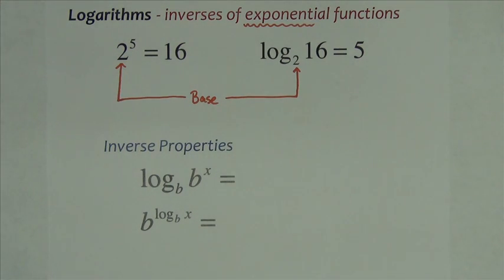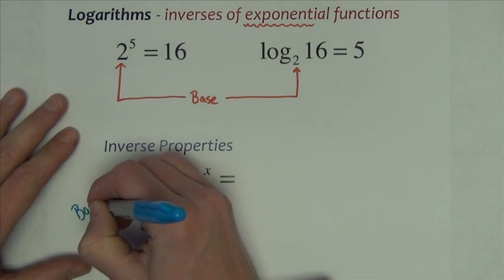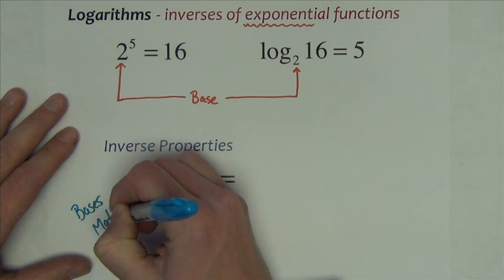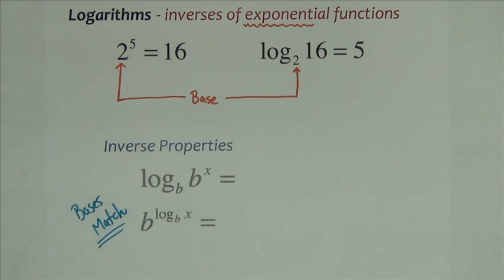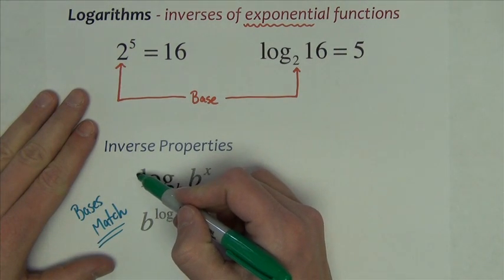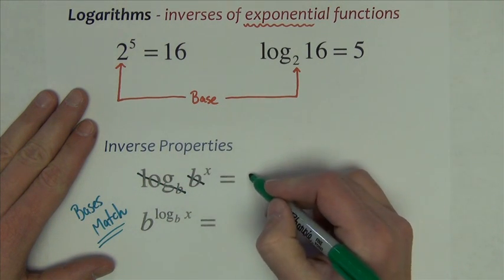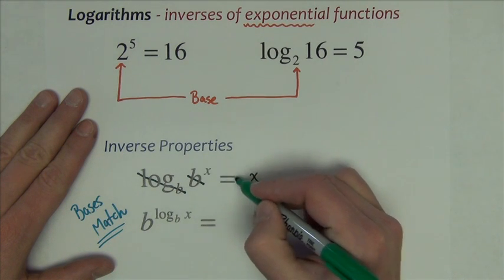Now, because we define logarithms and exponential functions to be inverses, there are some inverse properties of logarithms. These inverse properties require, however, that the bases match. Okay, the bases have to match. If we see these expressions and the bases match, because by rule they're inverses, one function will undo the other one, so this log base b cancels this exponential function with base b, leaving just the exponent behind.